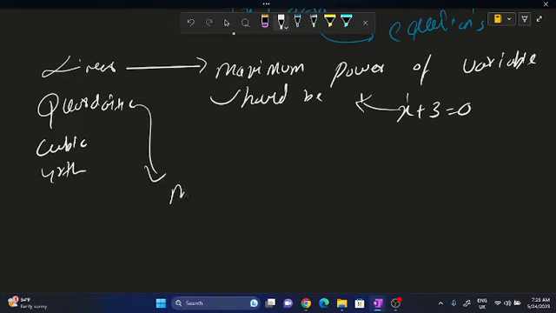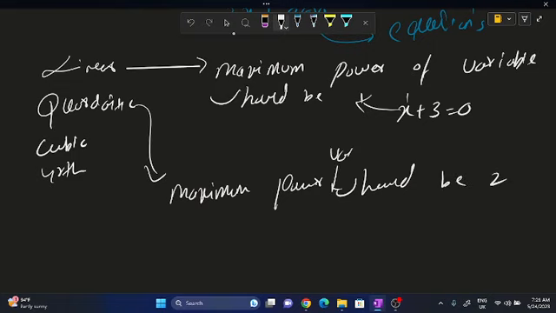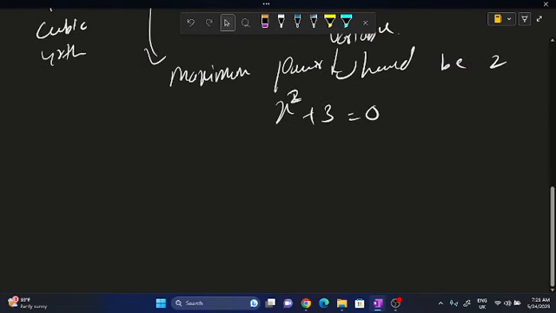Quadratic equation means the maximum power should be 2, the maximum power of the variable actually. For example, x square plus 3, which is equal to 0. Now you can see the maximum power is 2. So that is the definition of quadratic equation. The other one is a cubic equation, which means the maximum power of the variable should be 3, and a quartic equation means the maximum power of the variable should be 4. That's all. So these are generally the types of equation.